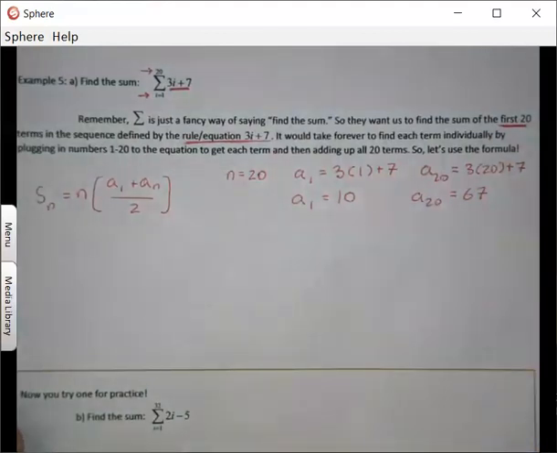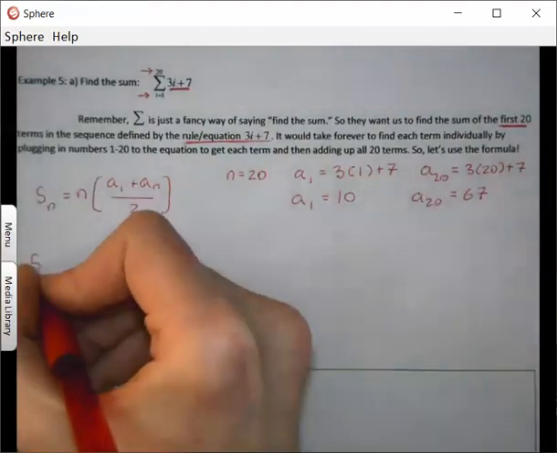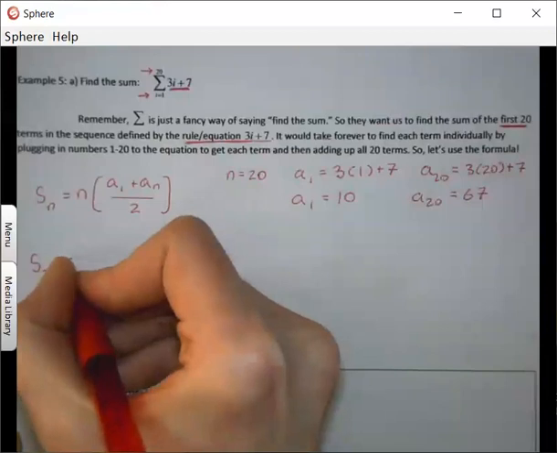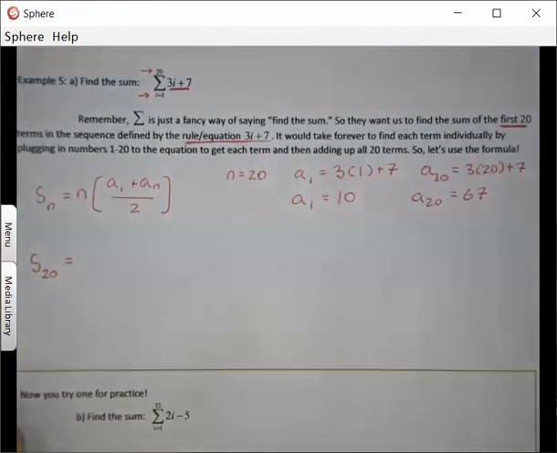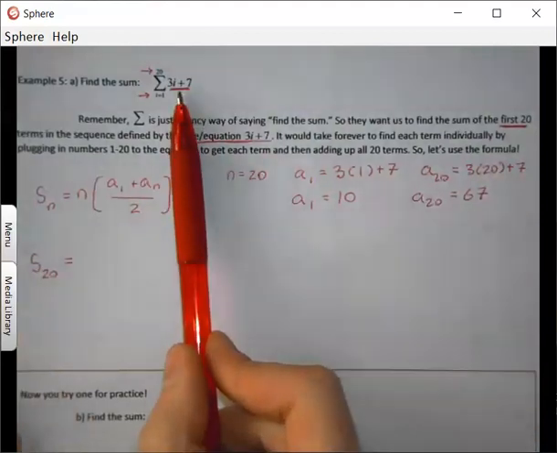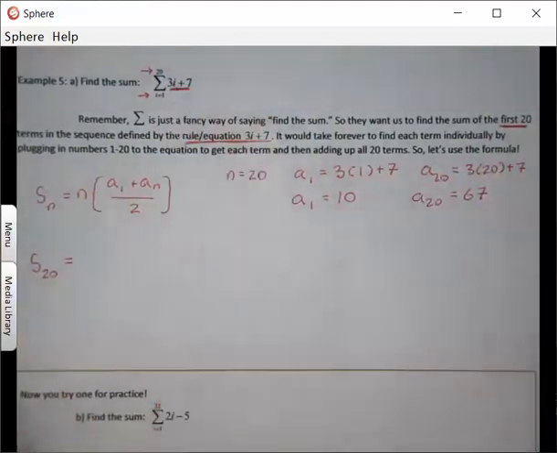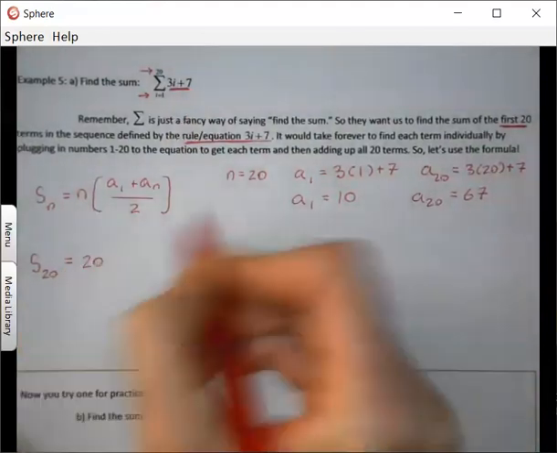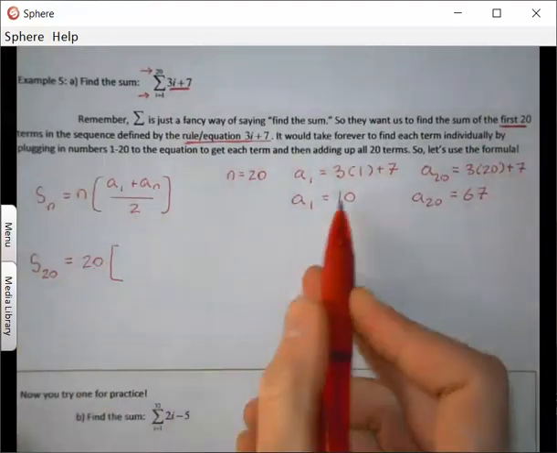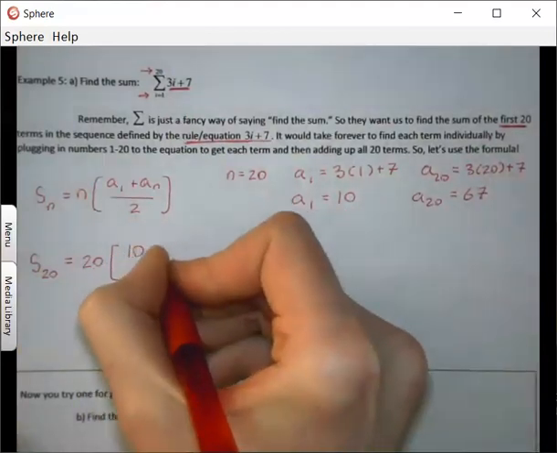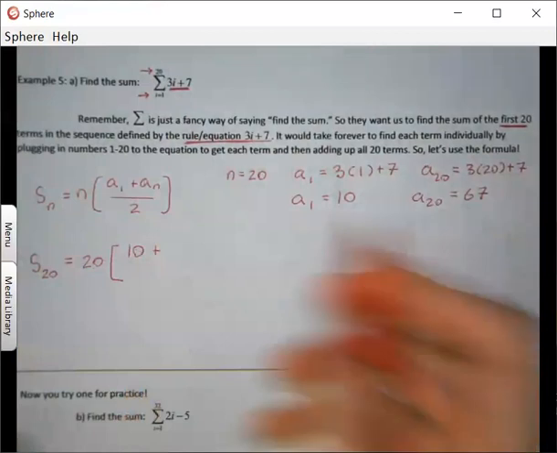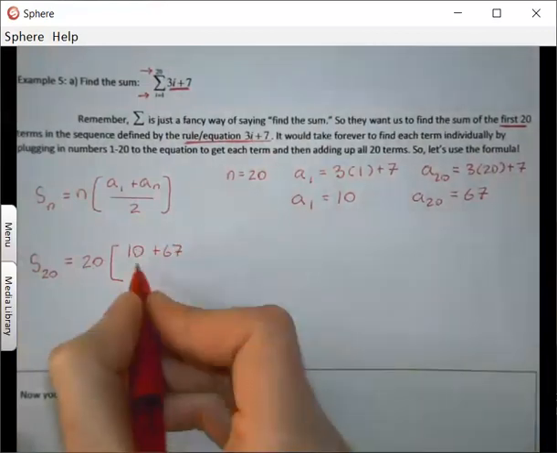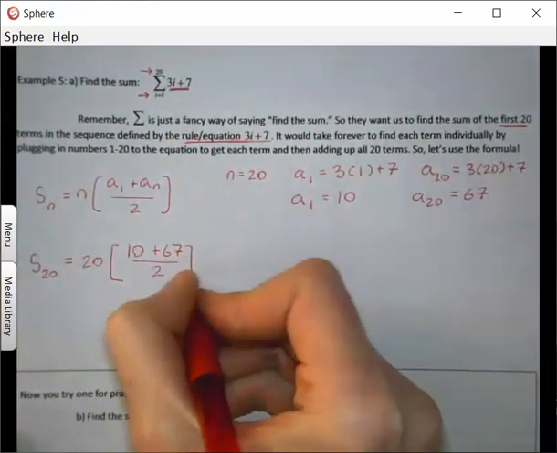So we have all our pieces. Now we just need to plug them in. So s sub 20, remember that just means the sum of the first 20 terms for our given sequence, is equal to 20, so our n is 20, times our first term plus our 20th term, all divided by 2.